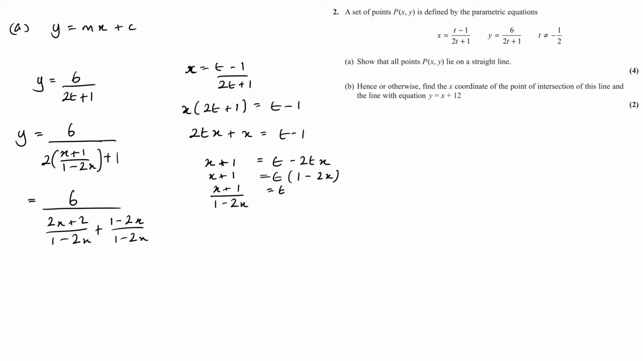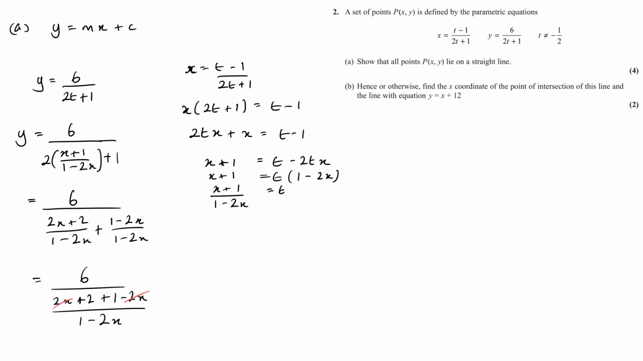Now I can go ahead and combine these two. So we get 6 still on the top, and we get 2x plus 2 plus 1 minus 2x all over 1 minus 2x. Here we can see that the 2x and the minus 2x will give me 0.